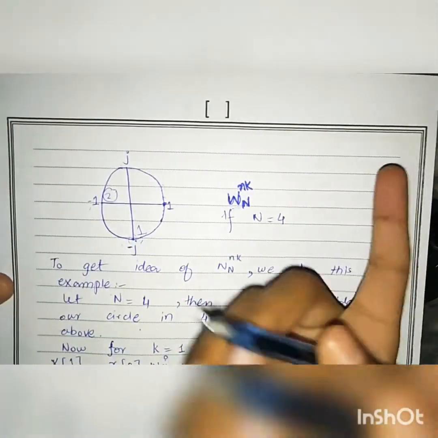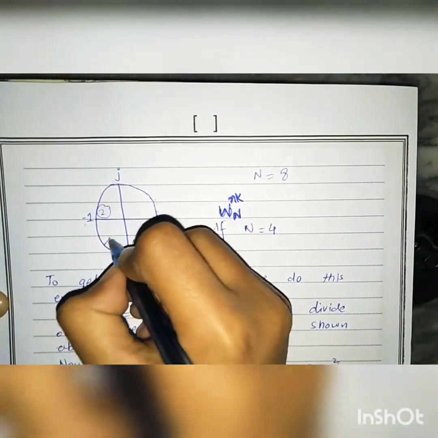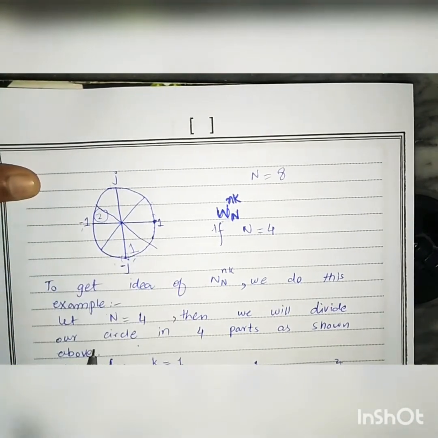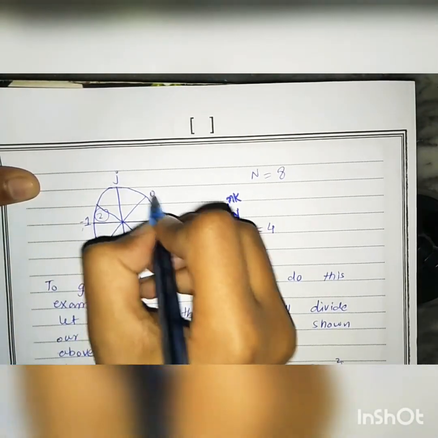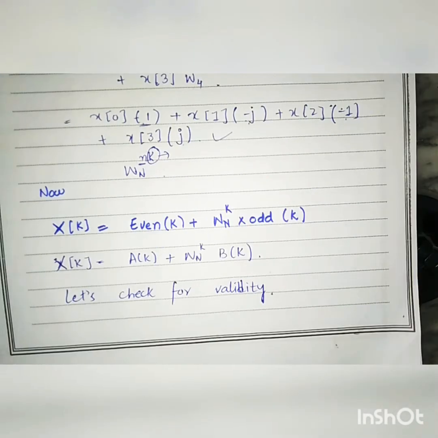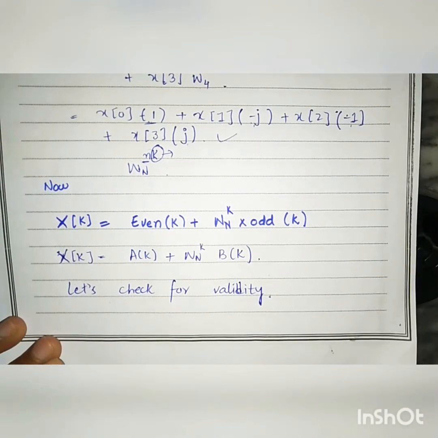And then from this circle, let's say if we have n equal to 8, our circle will be divided into 8 parts, and we know these values 0.707 j and so on. I have introduced those values in the previous lecture. Okay, now we have a formula to solve this problem.